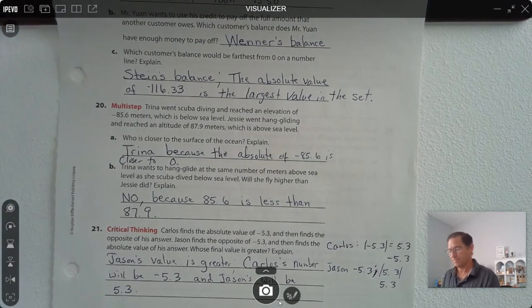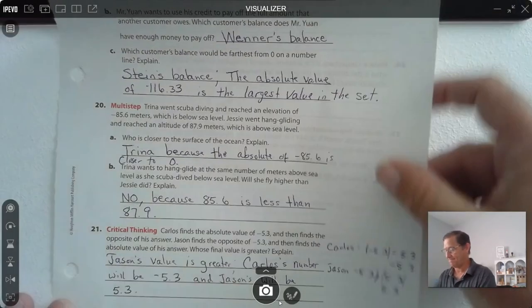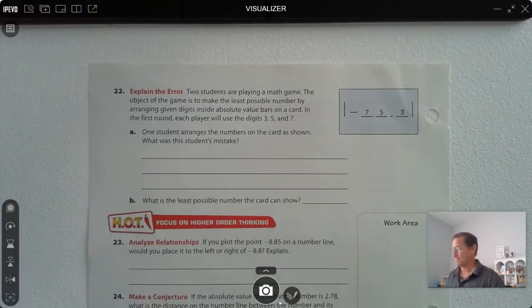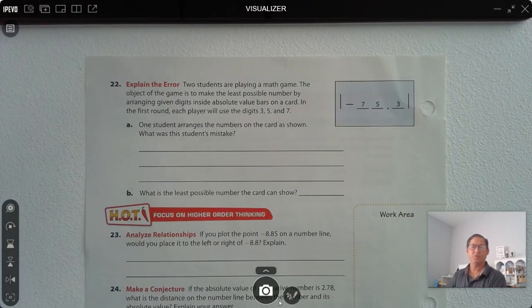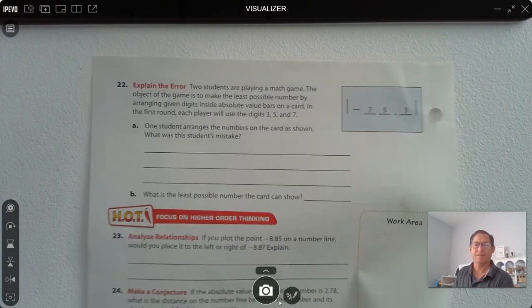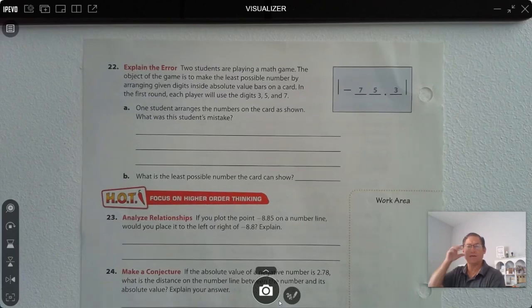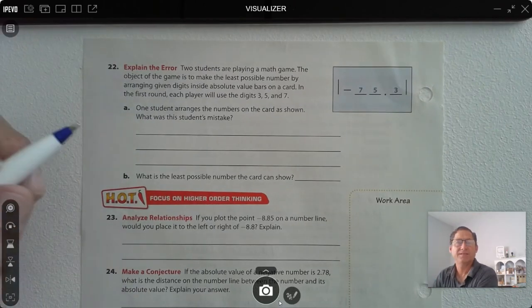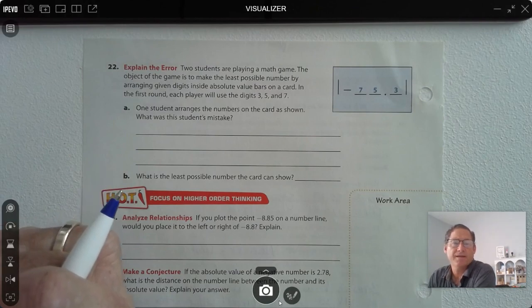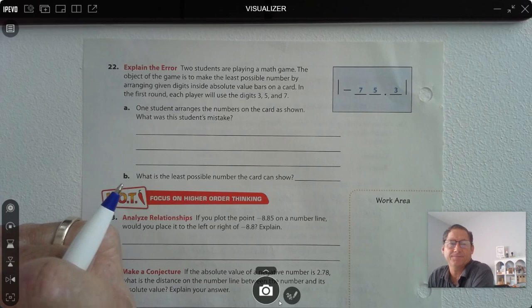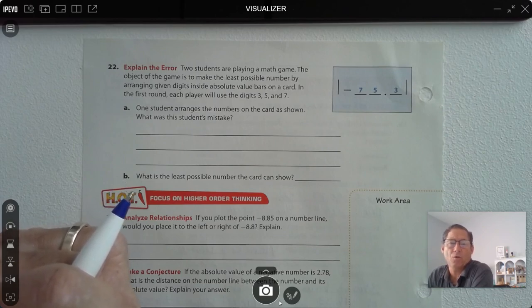All right. Page 58. Okay, explain the error. Two students are playing a math game. The object of the game is to make the least possible number by arranging given digits inside the absolute value bars on a card. In the first round, each player will use the digits 3, 5, and 7. One student arranges the numbers on the card as shown. What was this student's mistake?